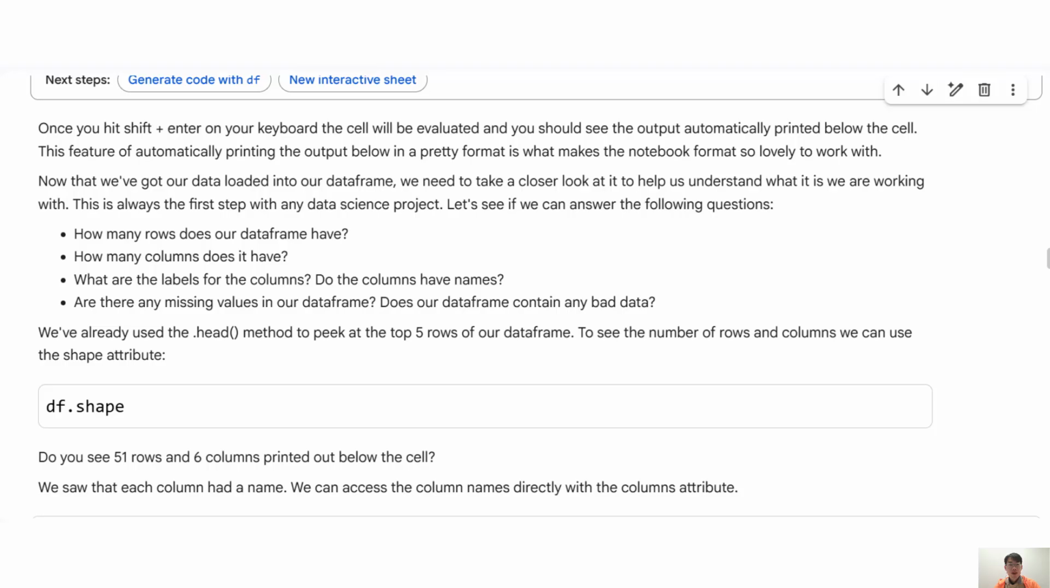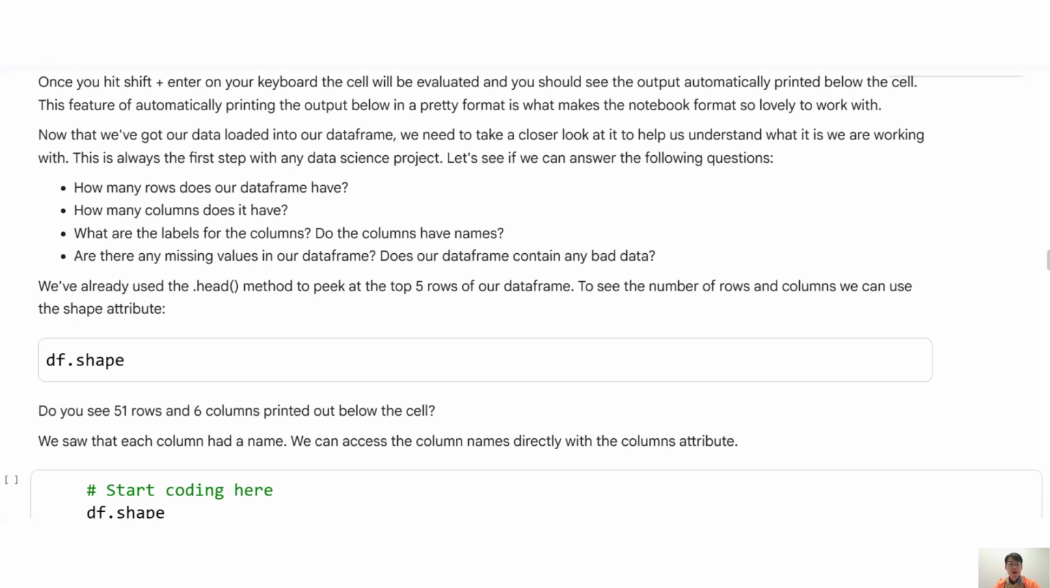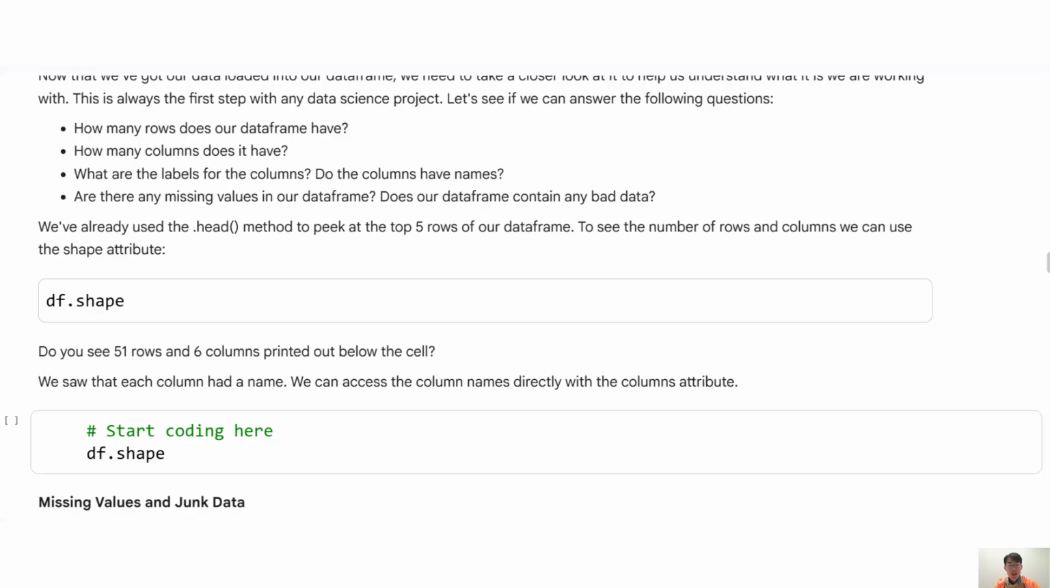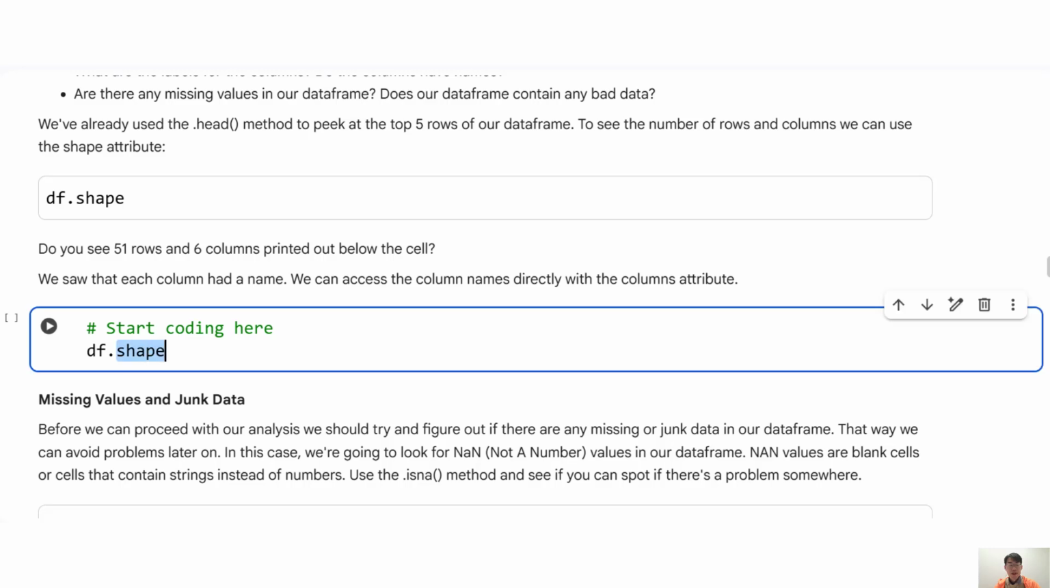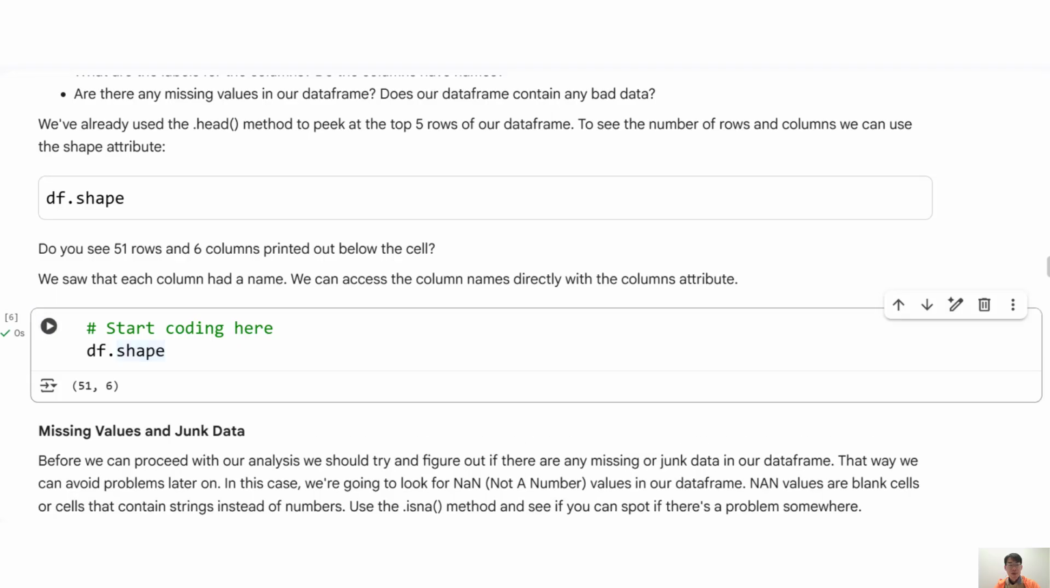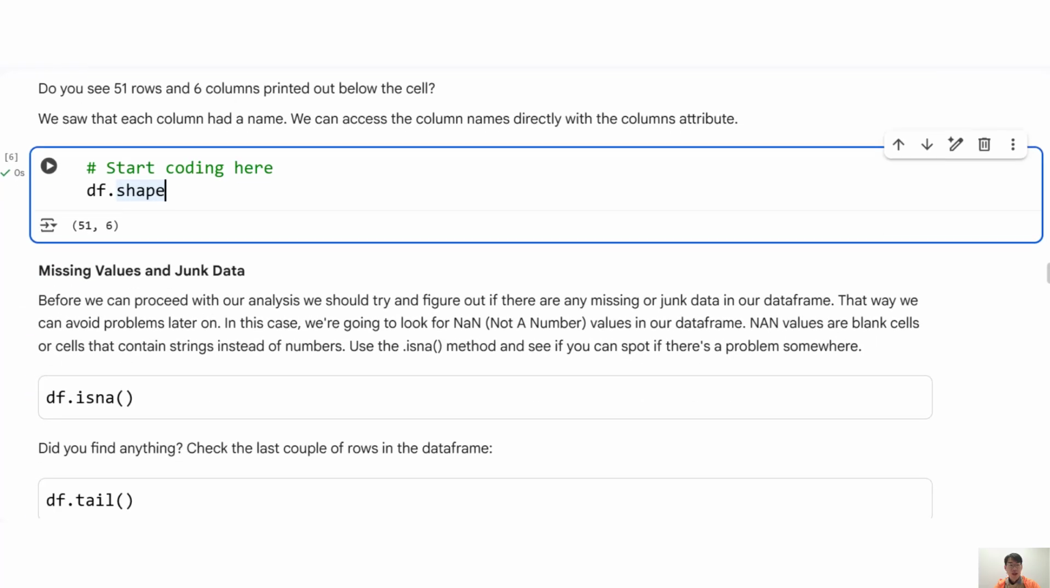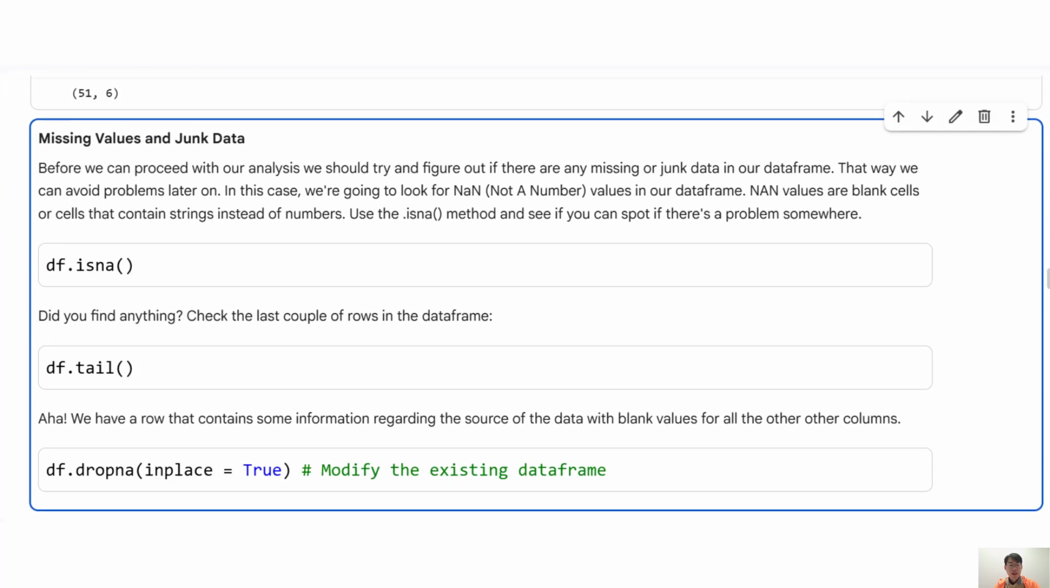So we need to check the shape of the data, and then we need to clean the data. There's a very interesting attribute of this class called shape. When I say dot shape, it's not a function, it's just an attribute. It will display the number of rows and the number of columns. So here there are 51 rows and 6 columns. And now we want to clean the data.